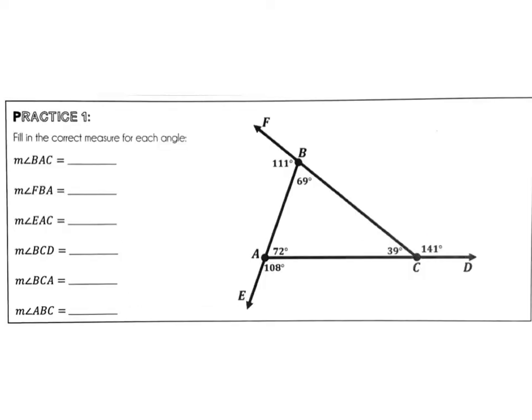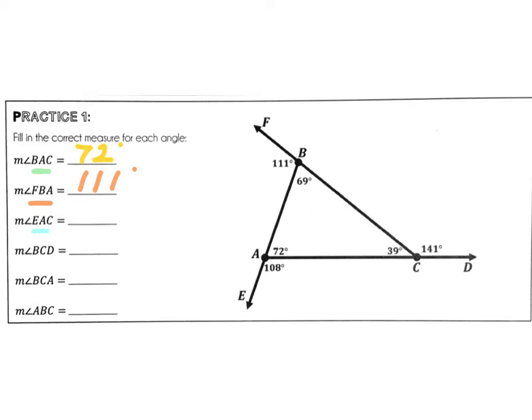Okay, so let's put this idea to work. Let's connect the dots to find the correct measure. We're first looking for the measure of angle BAC. So I make a line from B to A to C, and the measure in the middle is our answer. So this first answer is 72 degrees. Next up is FBA. So F to B to A, that brings us to 111 degrees.